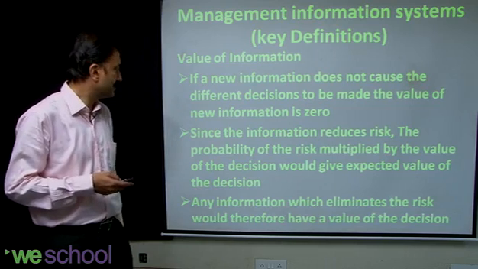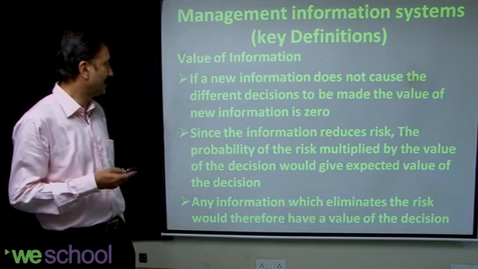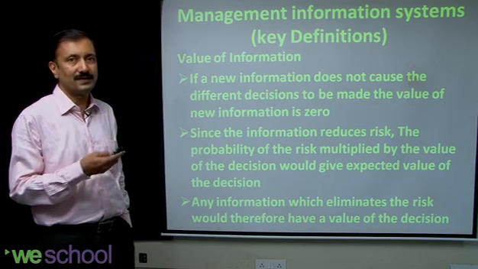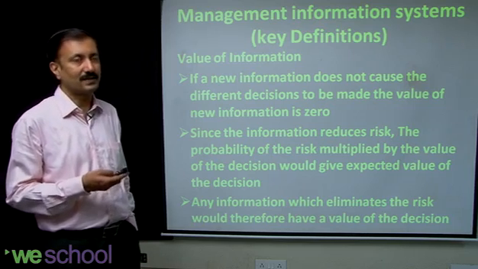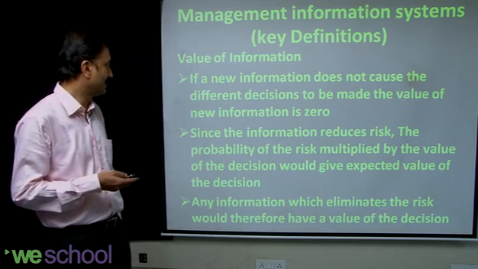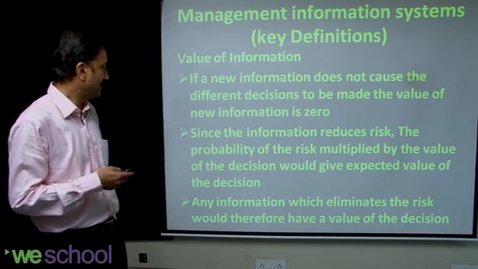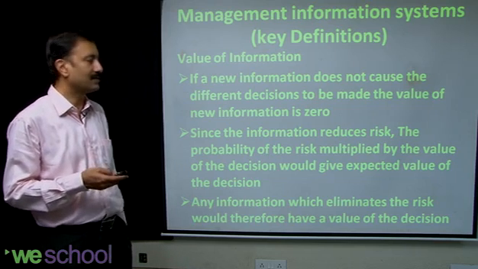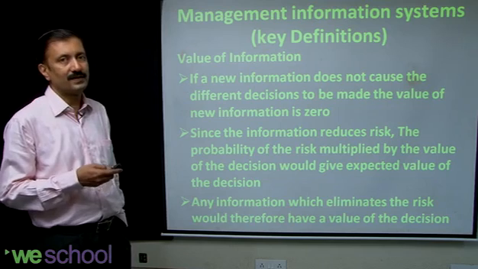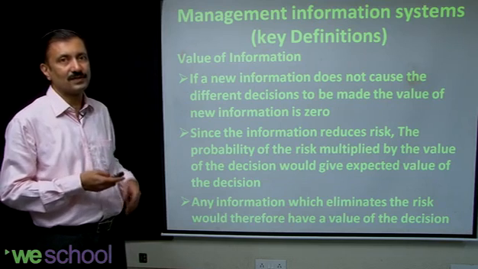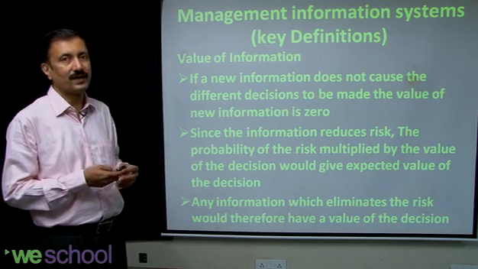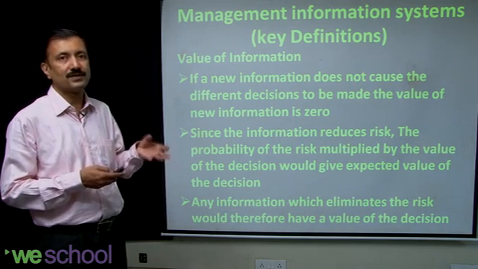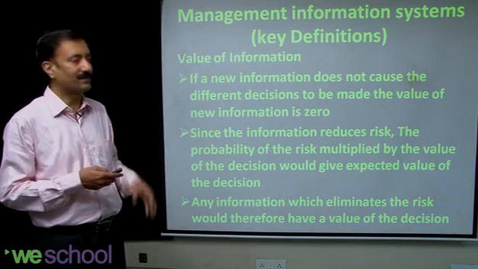Since information reduces risk, the probability of the risk multiplied by the value of the decision would give expected value. So you can actually compute a notional expected value of the decision that you are taking. Many a time, any information which eliminates the risk would therefore add value to the decision. And one way, therefore, to judge whether information is useful, it's valuable or not, is to find out the extent to which your decision would have got altered because of the availability of that information.